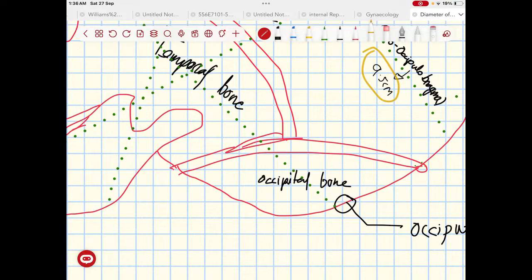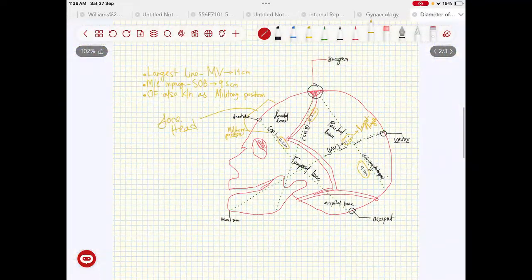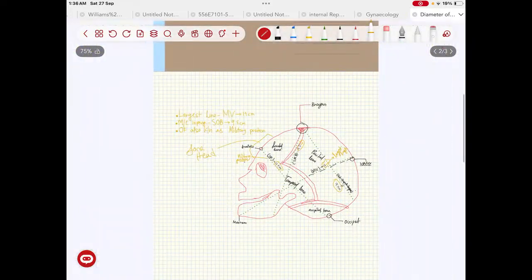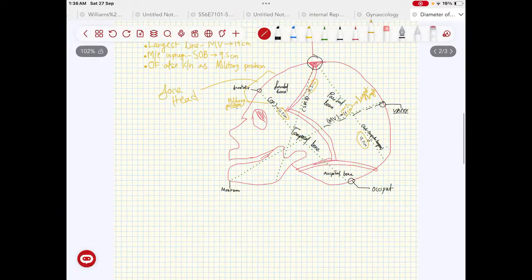So here the occiput, okay, nothing to worry about. This is the submentum area. Okay, this is the condition only you should know for the diameter of the fetal skull.